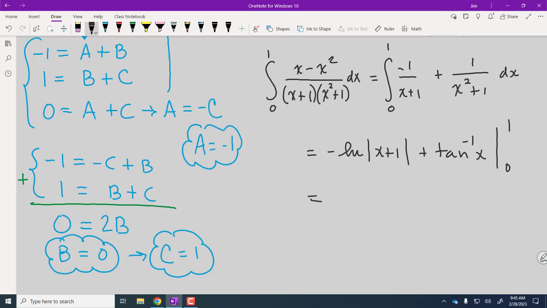And notice here, when we plug in 0, 0 is going to give us a natural log of 1, which is 0, and inverse tangent of 0 is also 0. Natural log of 1 is 0, arctan of 0 is 0. You can say it conceptually: inverse tangent of 0 is the angle on the right with a tangent value of 0, which is 0 radians. Or you can think of the picture.